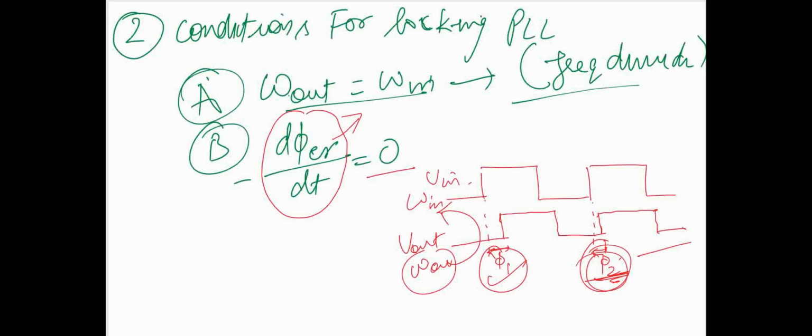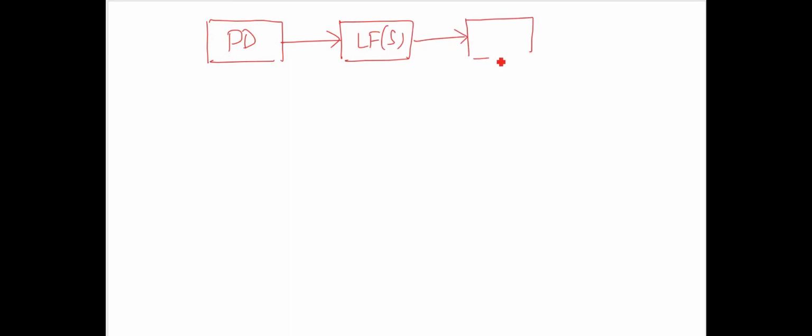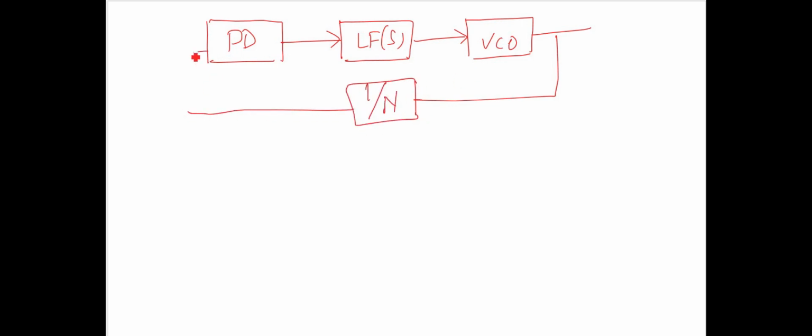Now see, this is the PD, then low pass filter, after this the VCO, and there was a divider. Let's consider it is 1 by n. This is omega in, this is omega out. You can say phi out, and this is phi in.